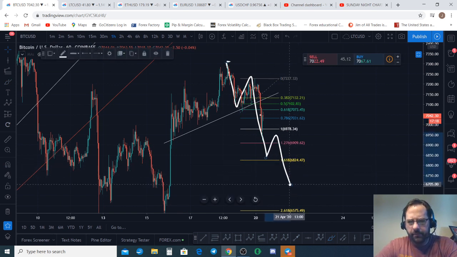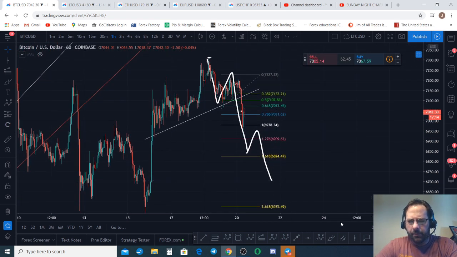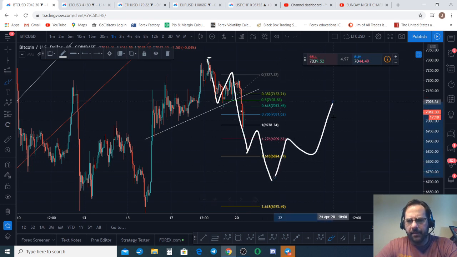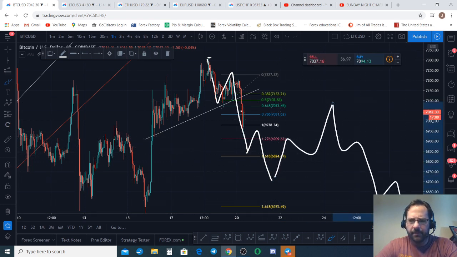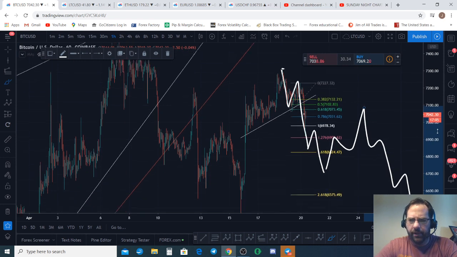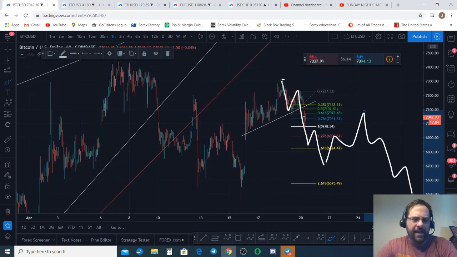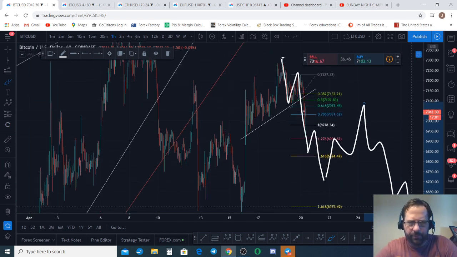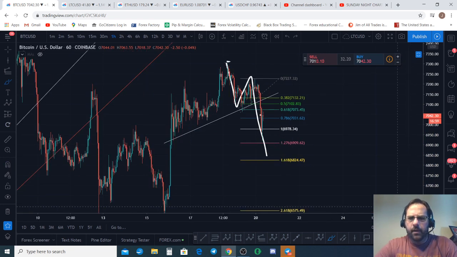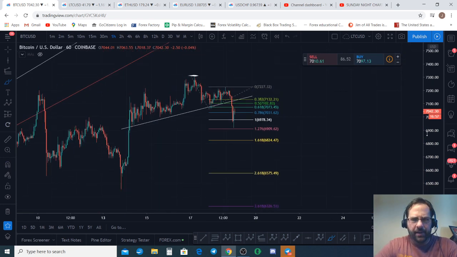Then we'd be looking for a three wave pullback and then another five wave move to the downside. That's what we'd be pretty much looking for there. And that would get us down to the $6,200 region, in that ballpark. Those were the fibs last night, so that's something we're looking for.